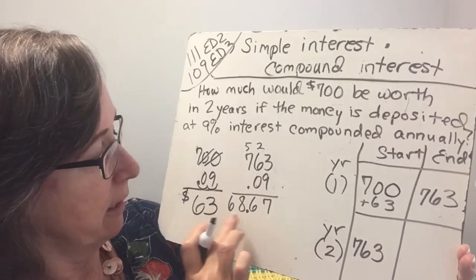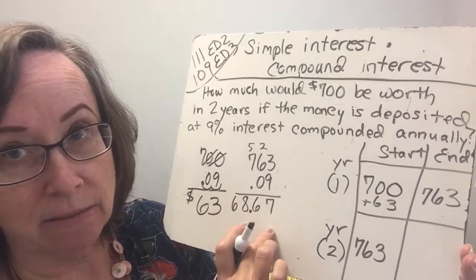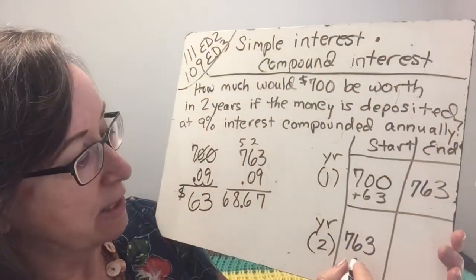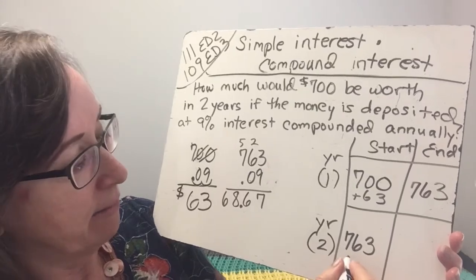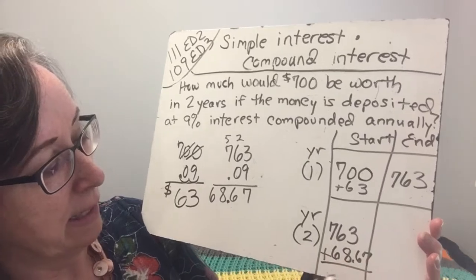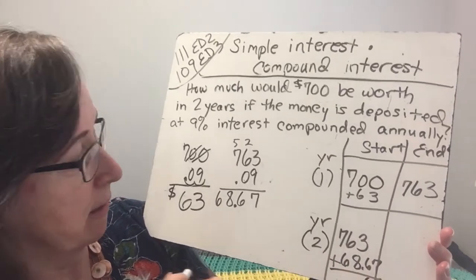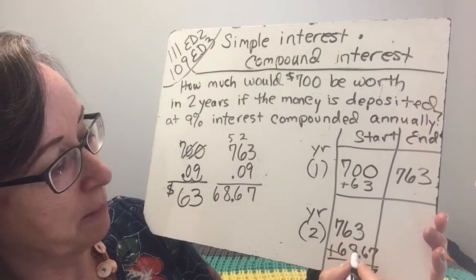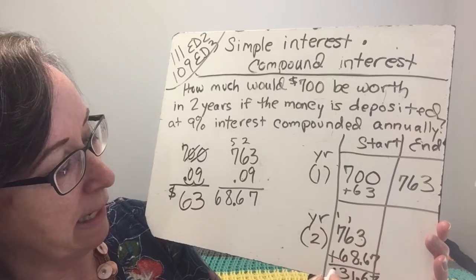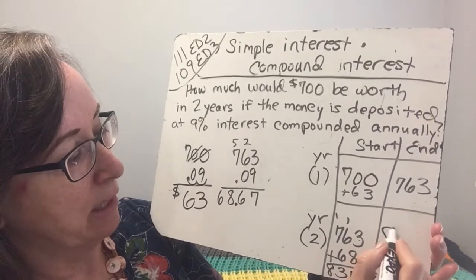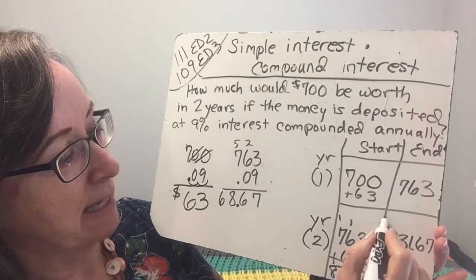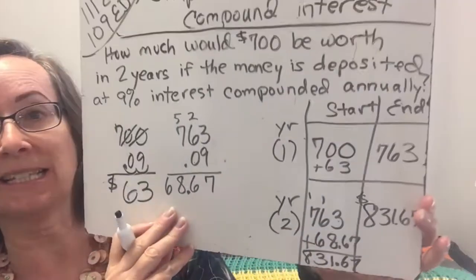And the second year, $68.67 is going to be used. So we're going to add the 68.67 here, and the 0.67 is not going to change at all. And then 3 plus 8 is 11, 12 plus 1 is 13, 8. So we have $831.67 at the end of the second year.